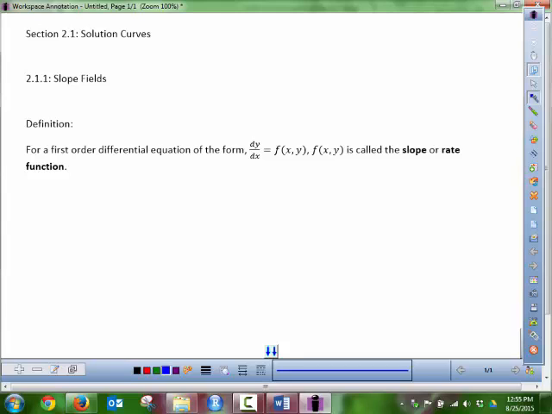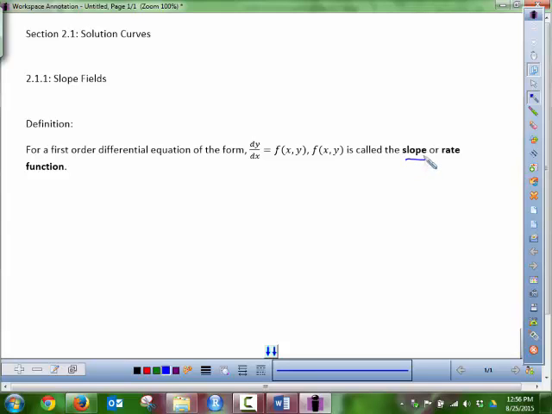For our case right here in chapter 2, we're going to focus on first order differential equations, which means the highest derivative we'll see is just the first derivative. And back in calculus, when we first talked about first derivatives, the first derivative was the rate of change. We translated the first derivative as the rate of change, as a slope of the tangent line, and stuff like that.